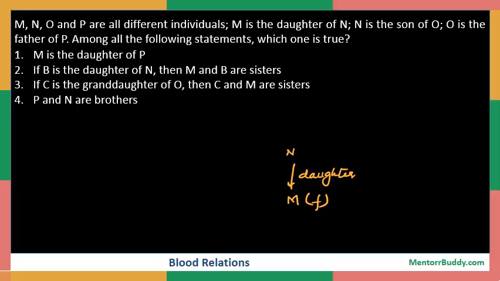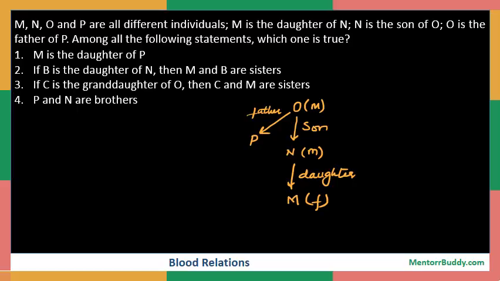The second line says N is the son of O. Now because N is the son, he has to be a male. So again I put O in the vertical line and I do not know the gender of O. Next statement says O is the father of P. Father, hence O is a male and the father of P. Now again, I do not know the gender of P so far. So this is what is given in the question.